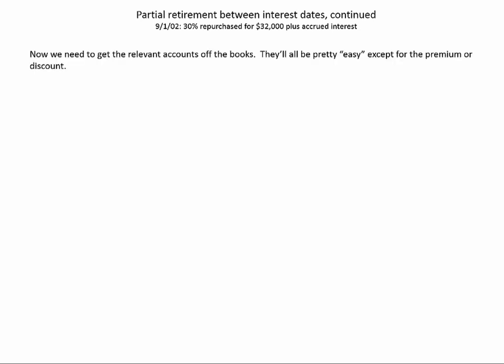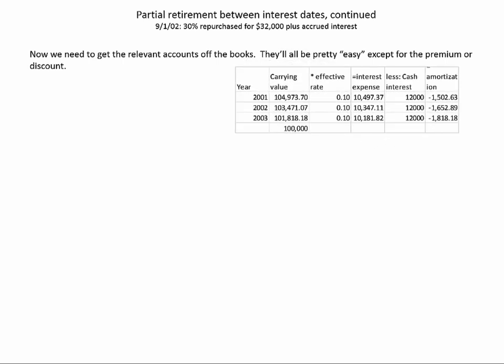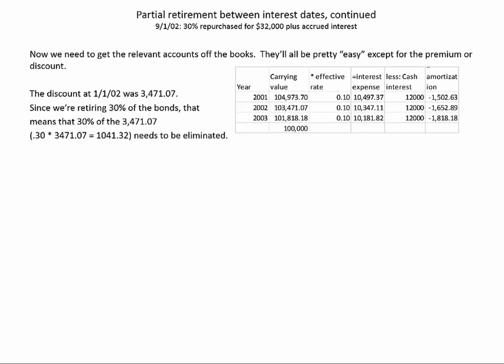And continuing the same example. Now we need to get all of the relevant accounts off the books. They're all going to be pretty easy, except for that premium, or discount as the case may be. And again, there's our amortization table. Okay, again, at January 1st, 2002, the discount was $3,471.07. We're retiring 30% of the bonds. That means that 30% of that premium has to be eliminated. 30% of $3,471.07 is $1,041.32.